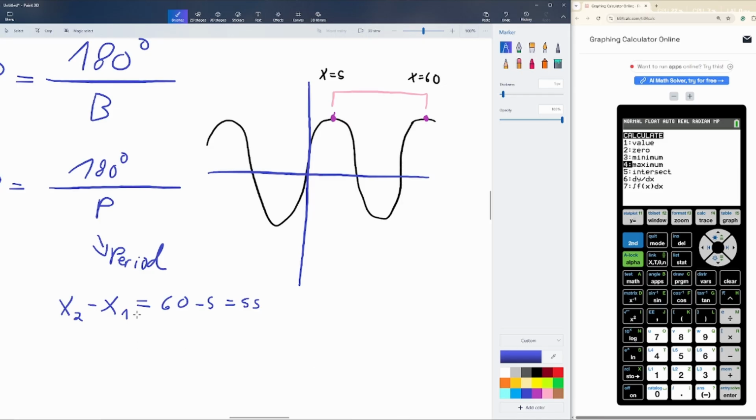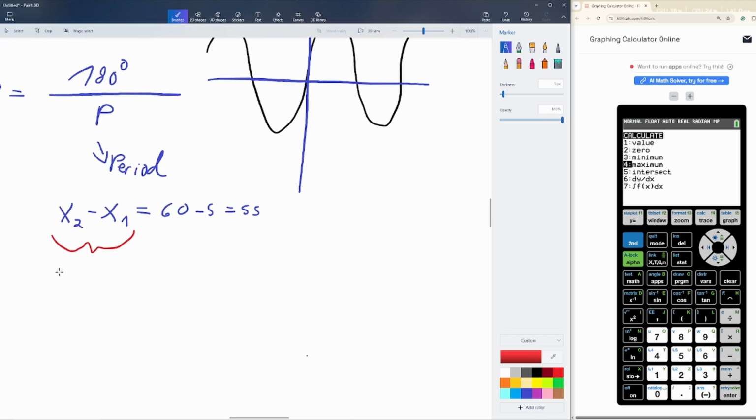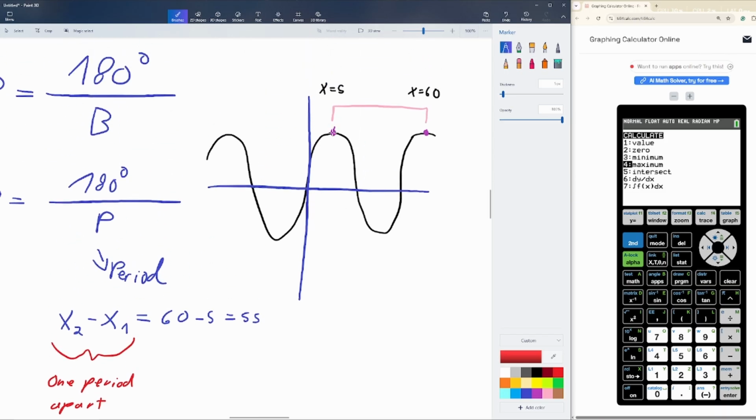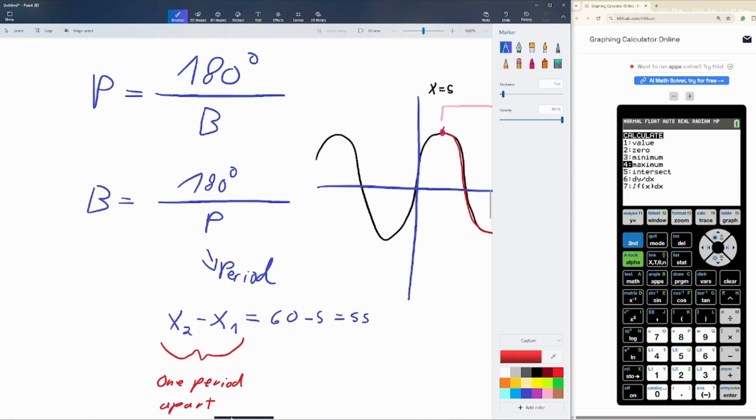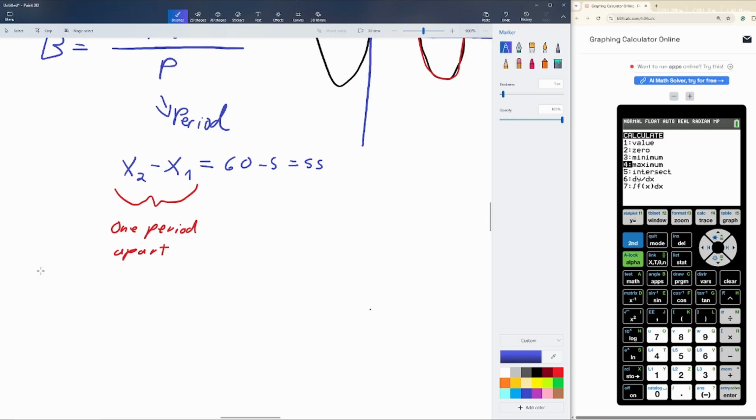You always have to note that these points have to be one period apart. If you're confused about what that means, it means that your function has done a full movement, like from up and down and up again. And then you can get your b. In this case, b would be 180 degrees divided by 55.